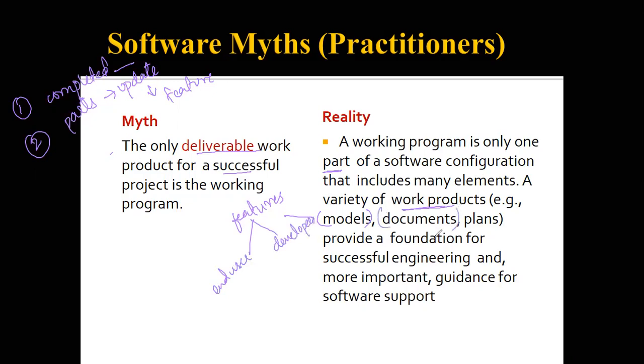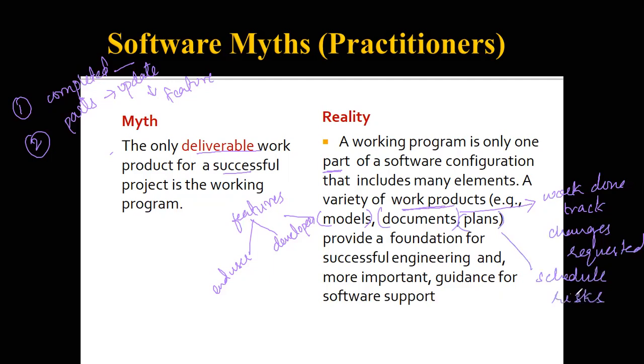Then documents. Now, why are we creating documents? Documents are made so that whatever work you're doing, you can keep a track of it, and the different changes that were requested can also be jotted down. Then plans. Within the plan, you can make a schedule of how you're going to work. You can identify the different risks that the software might have. These are the different work products. Whenever we use the term work product, it means models, documents, and plans.